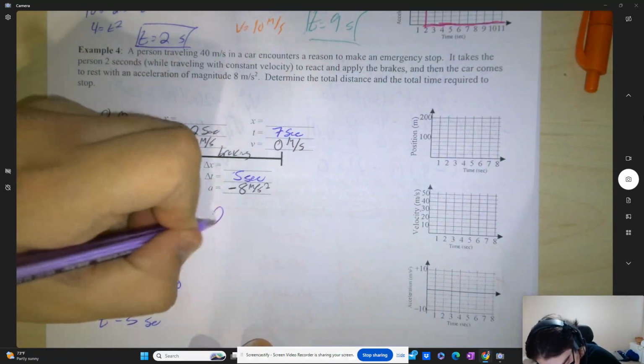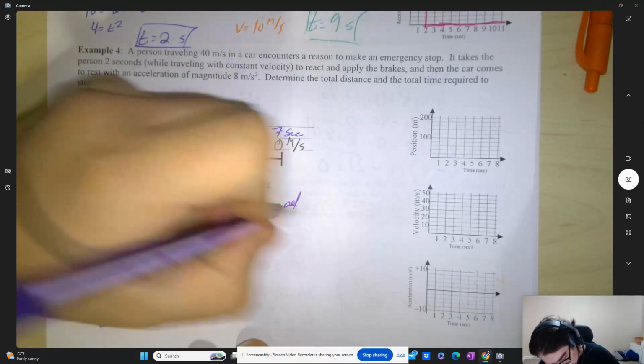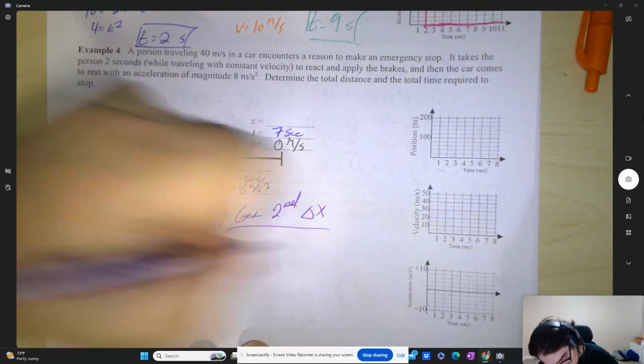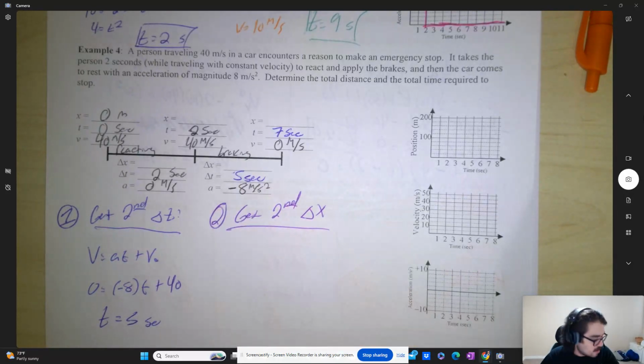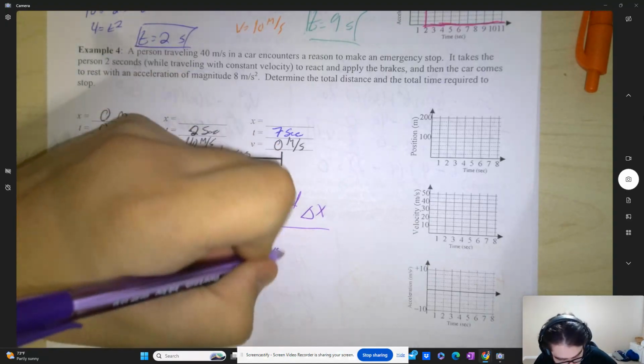The next thing that we're going to do is get the second delta x. We need to figure out this delta x right here. How are we going to do that? Well, I'm just going to do delta x equals v average times delta t.